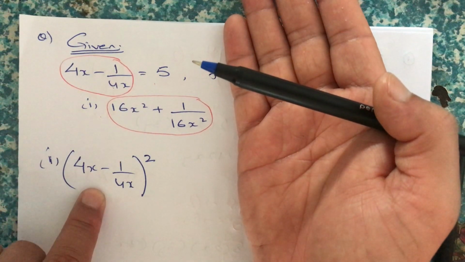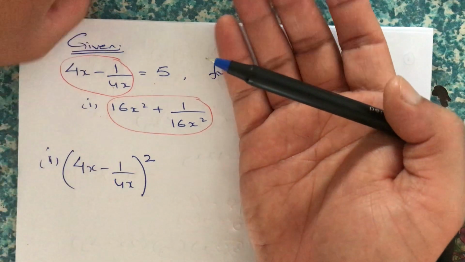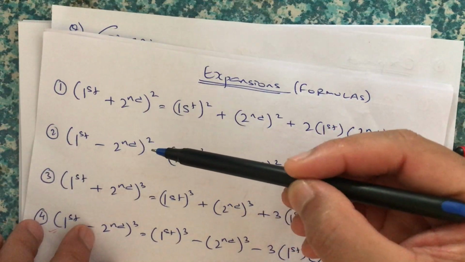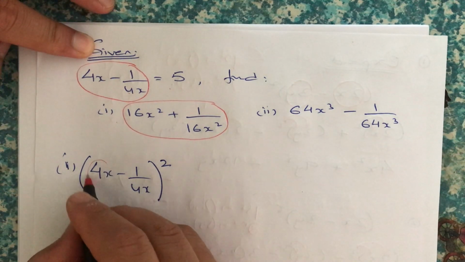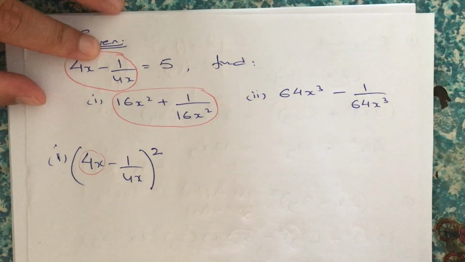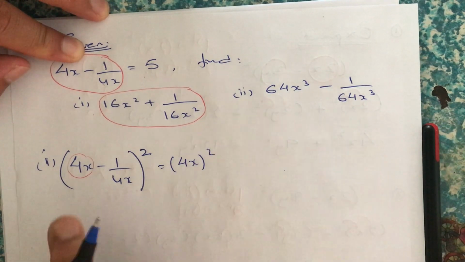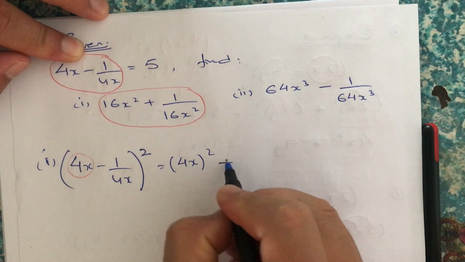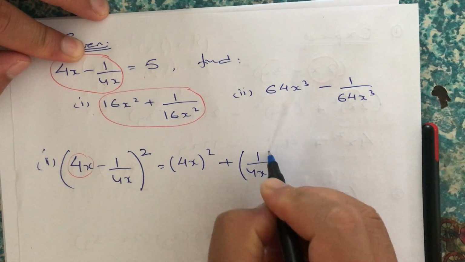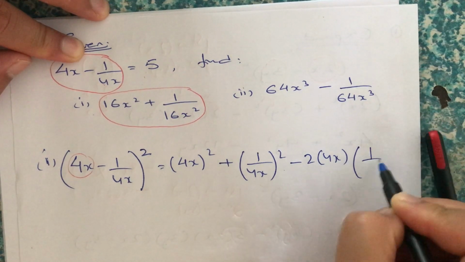So now this is in which form? This is in the form of first minus second whole square, or a minus b whole square. The only difference over here is that this is your first, and that's your second. So when I apply the formula, it will be the first square, because this is the first, plus the second square, and then minus 2 into the first into your second.